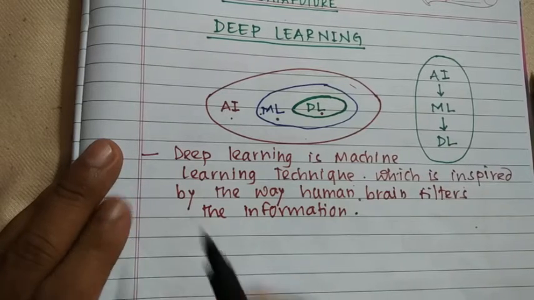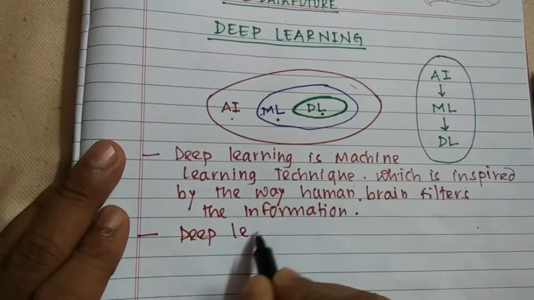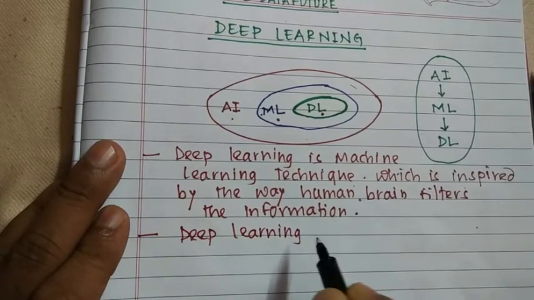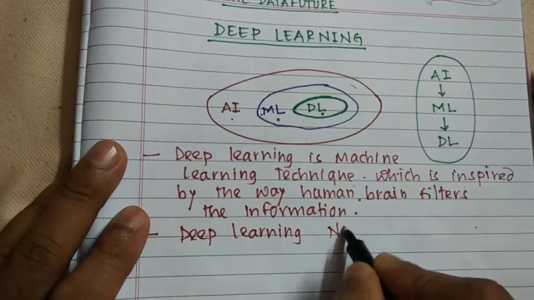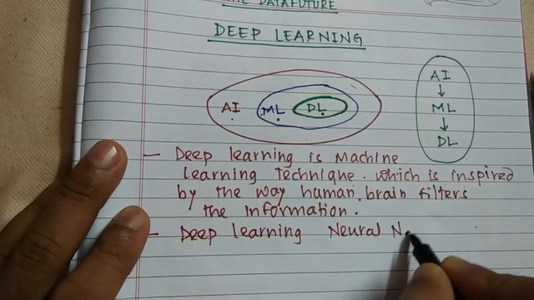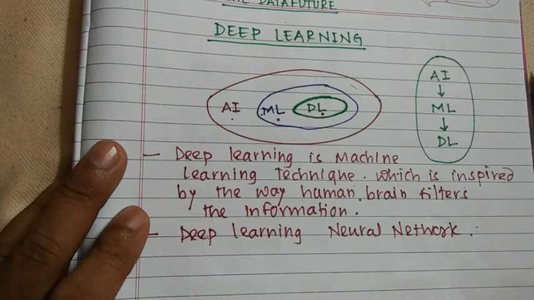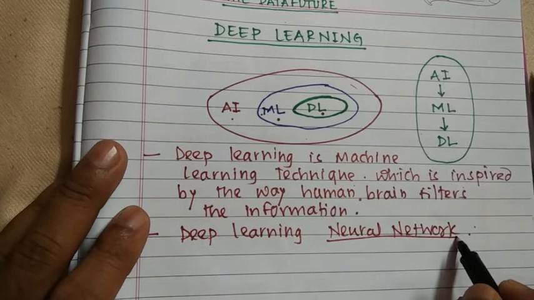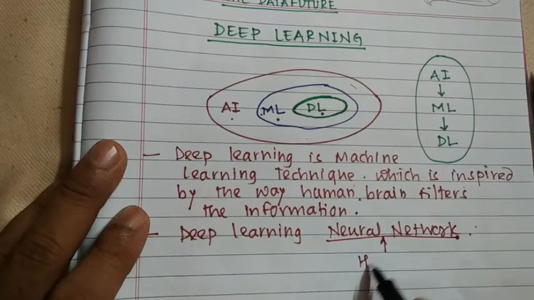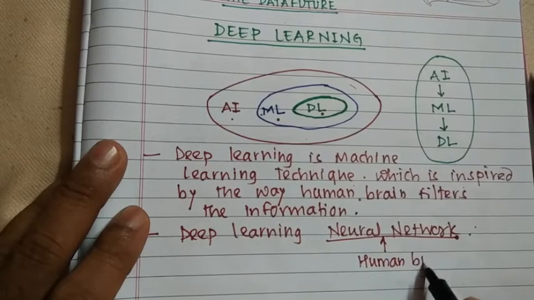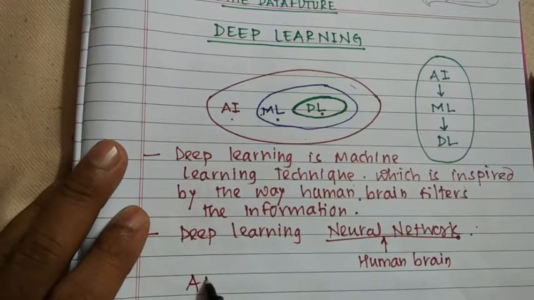Okay, now whenever we say it's deep learning, it is nothing but a neural network. And this formation of neural network is inspired by the human brain. So this neural network is also called an artificial neural network.